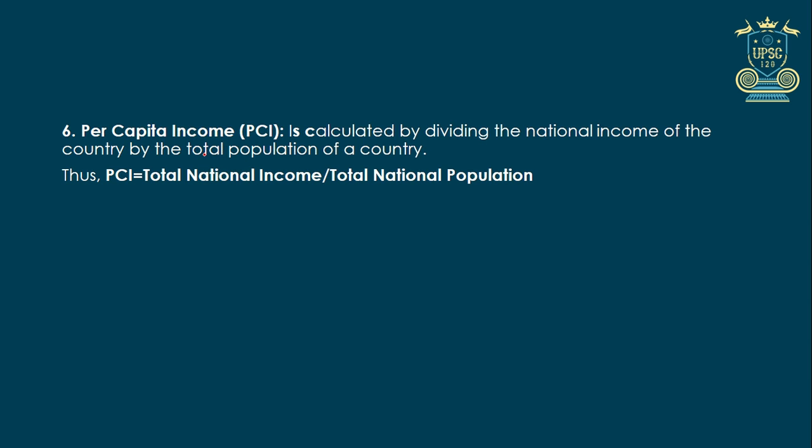Now obviously there are reasons why per capita income in India is less. One is that the population is high. When the national income is divided by a large number of people, the per capita income will naturally be less. On the other hand, if the population is less, the per capita income will be higher. So per capita income is simply national income divided by the total population.